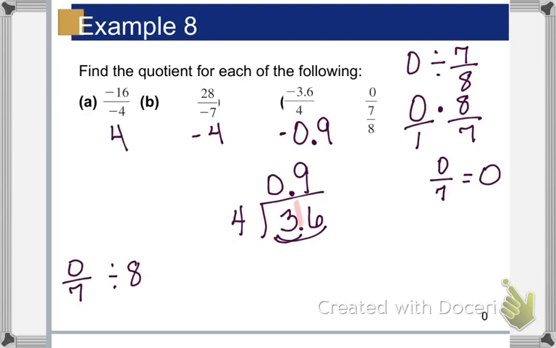Now, what if I had something divided by 0? What is that? It is not 0. It is not 1. It is undefined. Anything divided by 0 is undefined. That is going to be very important when we start doing our linear stuff. That is when it's going to be the most important.